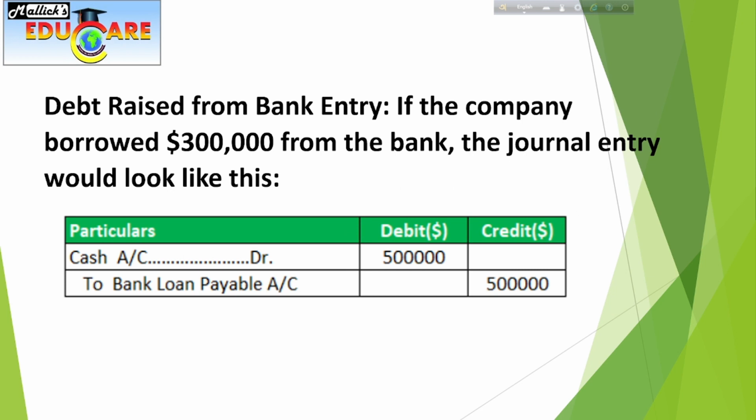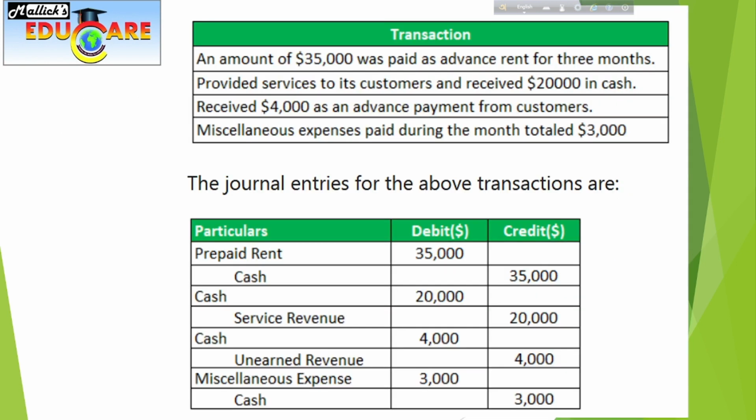Debt raised from bank entry. If the company borrowed 300,000 from the bank, the journal entry would be like this: cash account debit, bank loan payable account credit.